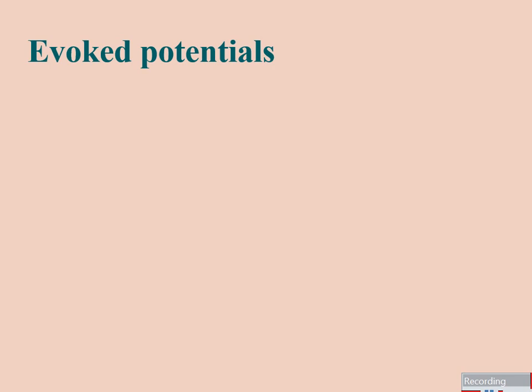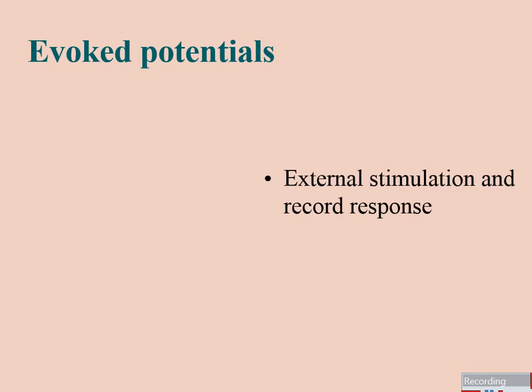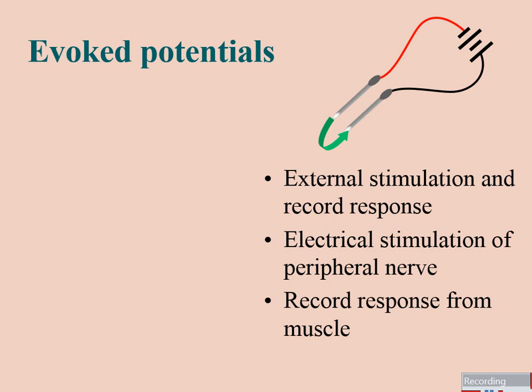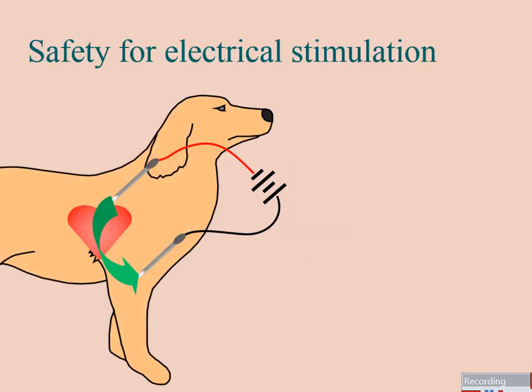Okay, so with that, now we're going to start doing something. Everything we've been doing so far is just sticking a needle in there and listening to what the muscle is doing on its own. But we can externally stimulate the peripheral nerve by running a current between two electrodes that we've placed next to the nerve, and then we can record a response from the muscle that is innervated by that nerve.